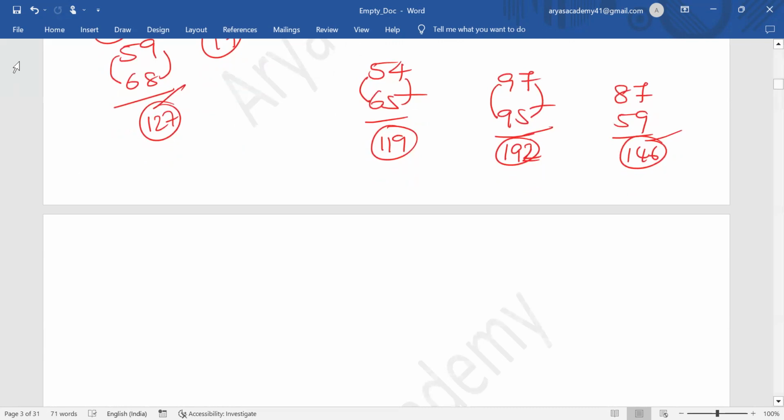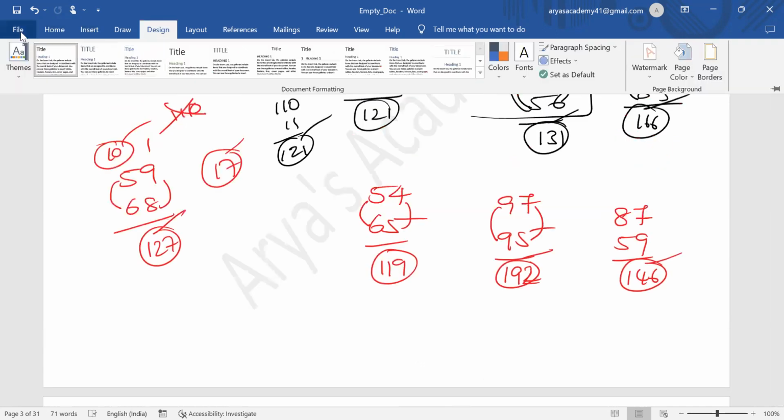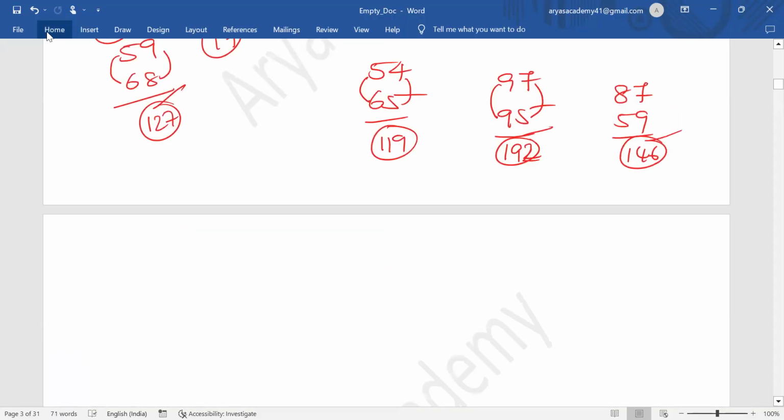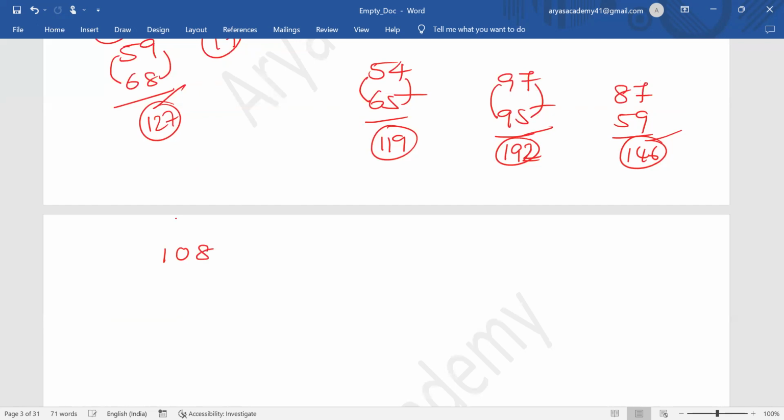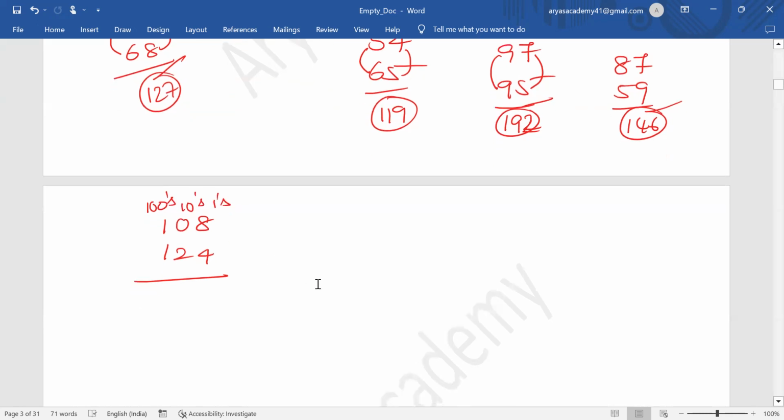Now we will move a level up. Okay, we will move one level up. So let me take you to 3-digit numbers, 108 and 124. It is the same. I'll try to explain it to you a bit. This is hundreds, this is tens, and this is ones. I'll try to explain with the help of two problems. Later on, we can practice how to do it fast, maybe in 2 to 3 seconds.